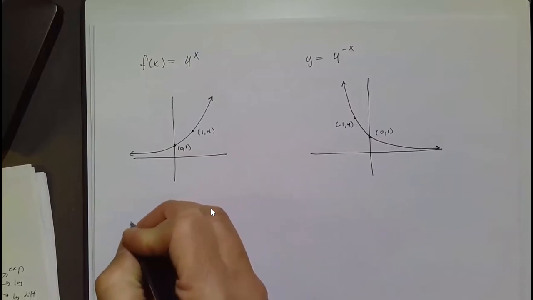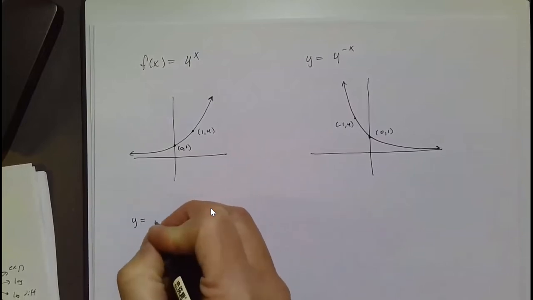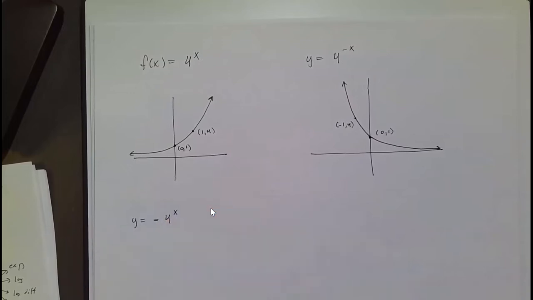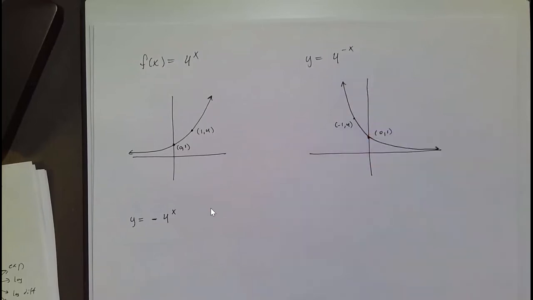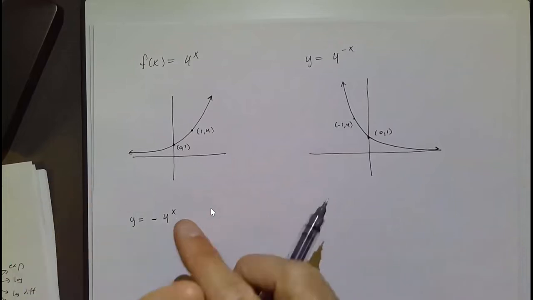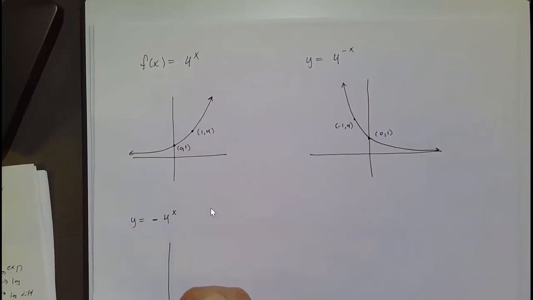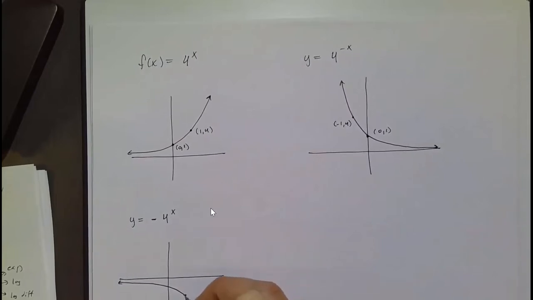If we wanted to graph, say, y equal to negative 4 to the x, the way I always think about these things is if you do something to x first, it affects the graph in a horizontal way. Whereas if you do something on the outside of the function, it affects the graph in a vertical way. So putting this negative sign on the x flips the graph horizontally. Putting the negative sign outside the function flips the graph vertically. It's going to look like this. You're going to get the point (0, negative 1), right?